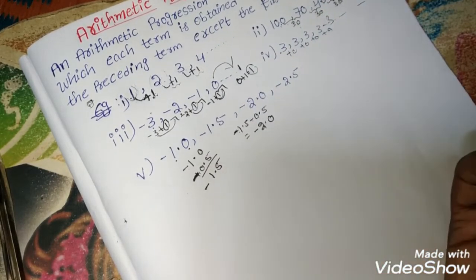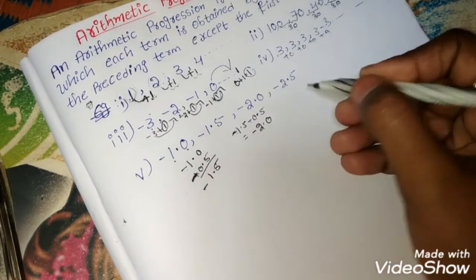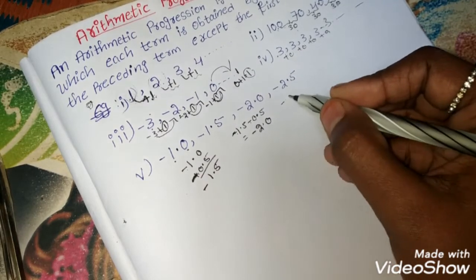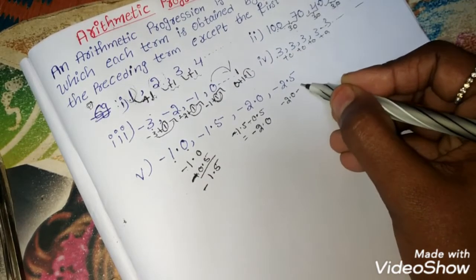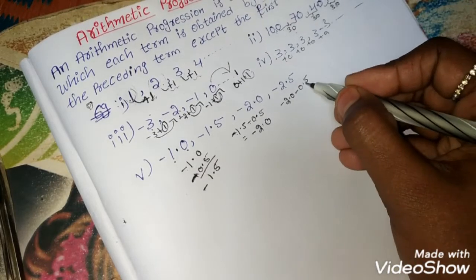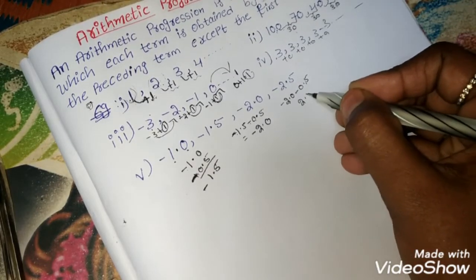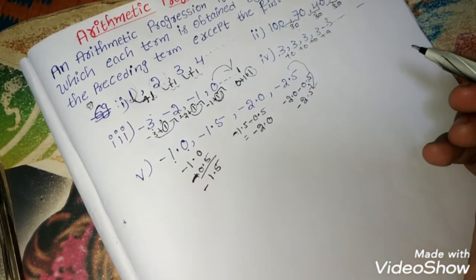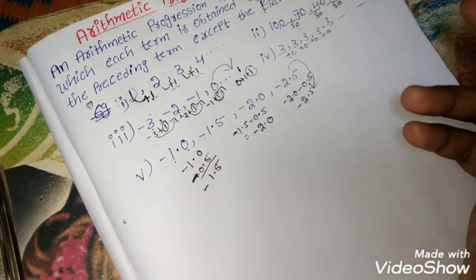So here minus is already there, so keep minus. See here, minus 2.0. Again, for the next term, what do we have to do? See here, this one. Minus 2.0 minus 0.5. Do plus. 2.0 plus 0.5, nothing but 2.5. And here minus is there, minus. So we get this term. Are you getting it? It's very simple and easy.